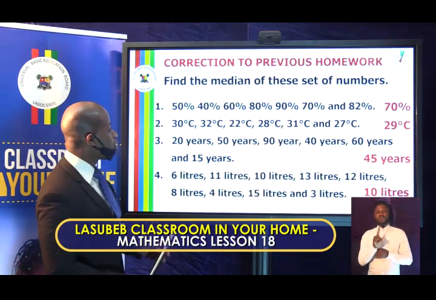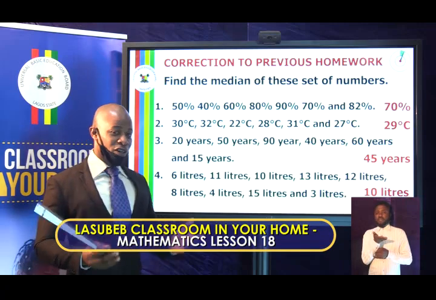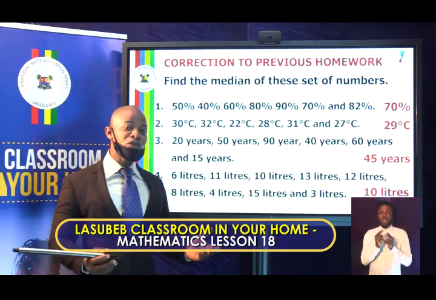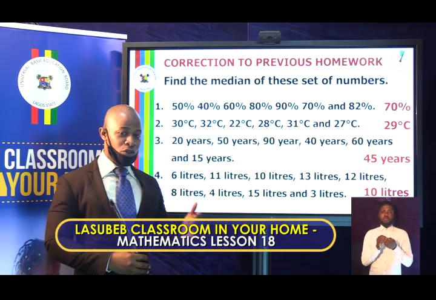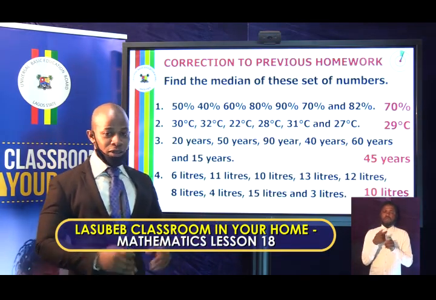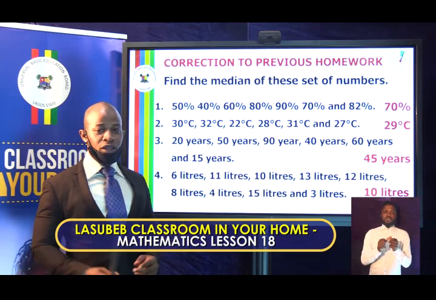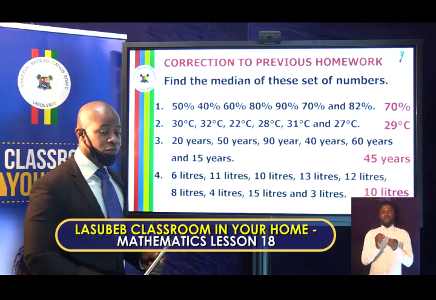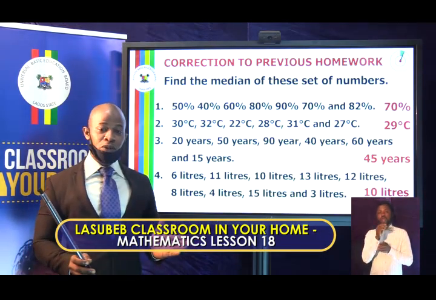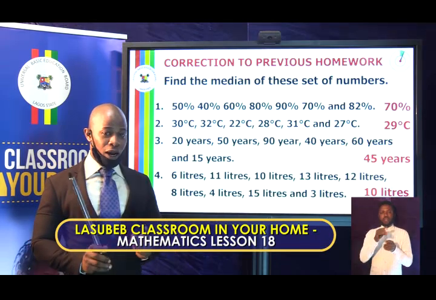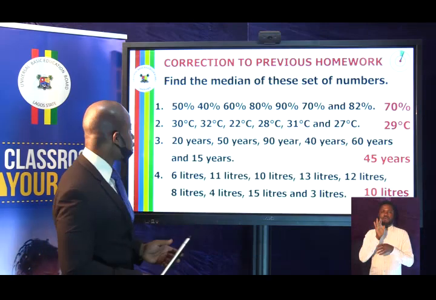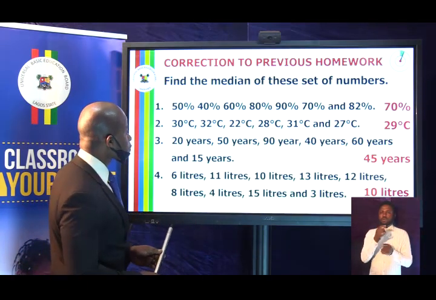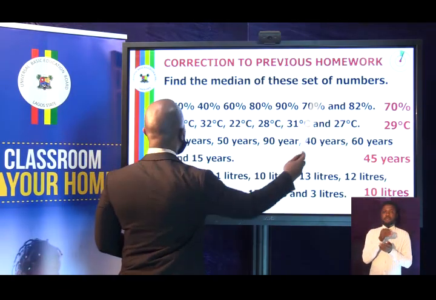You were asked to find the median of these numbers, and you will agree with me that the median is very easy to find. Recall that all you have to do is rearrange the numbers according to size, take off from each end, and you will find the number in the middle. And if there are two numbers in the middle, add them together and divide by 2, you have your median. So here we see that the median is 70.